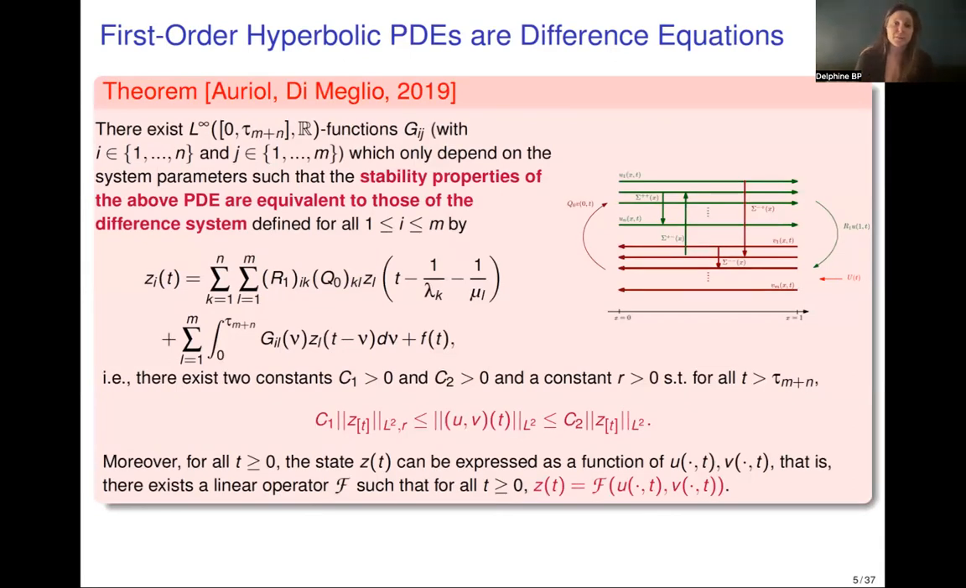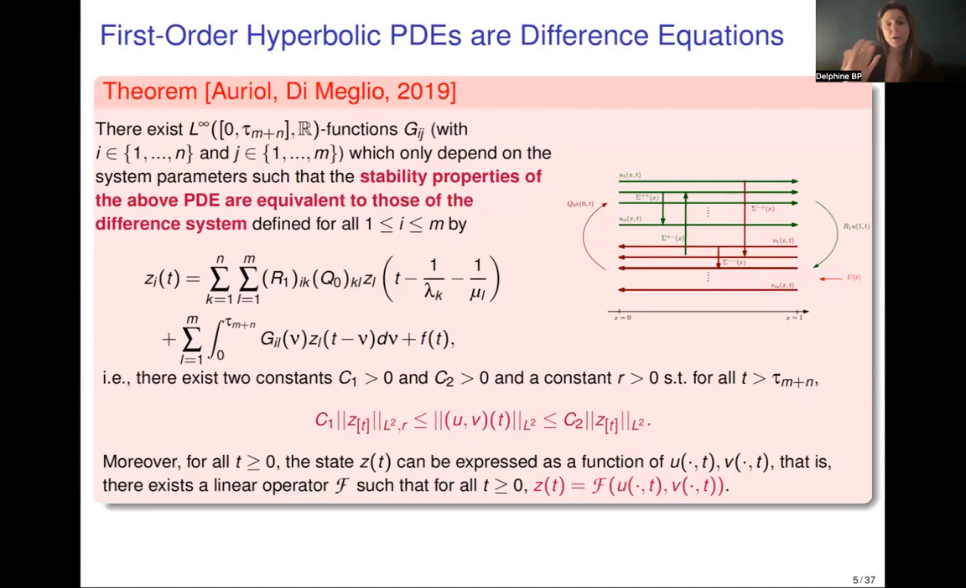And prove that the stability property of the system of linear first-order hyperbolic equations is equivalent to that of the difference system, the linear difference system, which is given here in terms of Z, and which involves pointwise delays as previously. So you have this V_L delayed by 1 over lambda_k plus 1 over mu_L. Okay, so those are pointwise delay terms, but also distributed ones. So this integral between 0 and tau mu plus n of V_L.